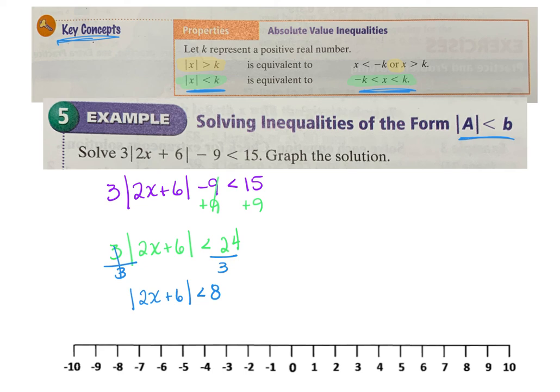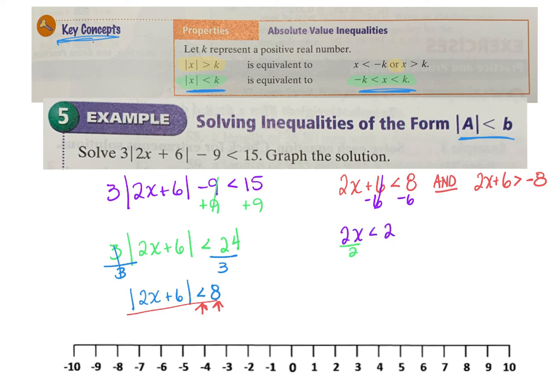So I'm going to set up 2 inequalities. The first one is going to look just like this without my absolute value. So what's inside, 2x plus 6, is less than 8. It is an AND problem. So my second one will be 2x plus 6. I need to change the inequality, so flip it to greater than, and I need to change my sign here. So it was positive 8, I need to make it negative 8. And now that I've done that, I can solve these individually. Subtract my 6. I have 2x is less than 2. And then divide by 2. I get x is less than 1.